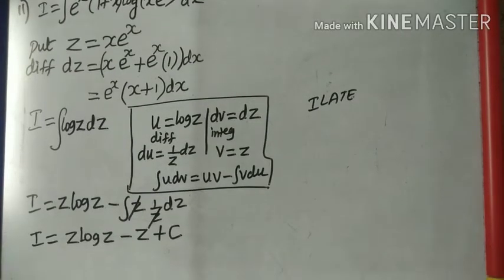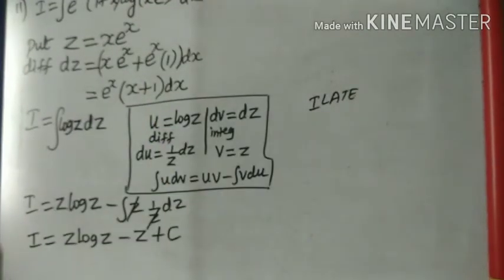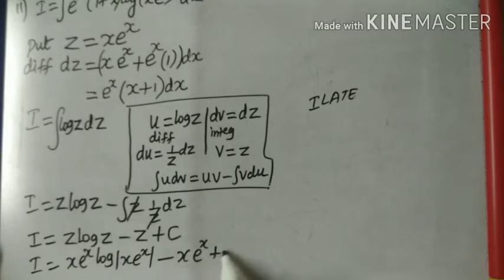So now the problem is over, but don't leave the answer like this. Wherever z comes, I have to put x e power x. So I is equal to, in the place of z, x e power x, log of x e power x, minus x e power x, plus c, and that is the answer.